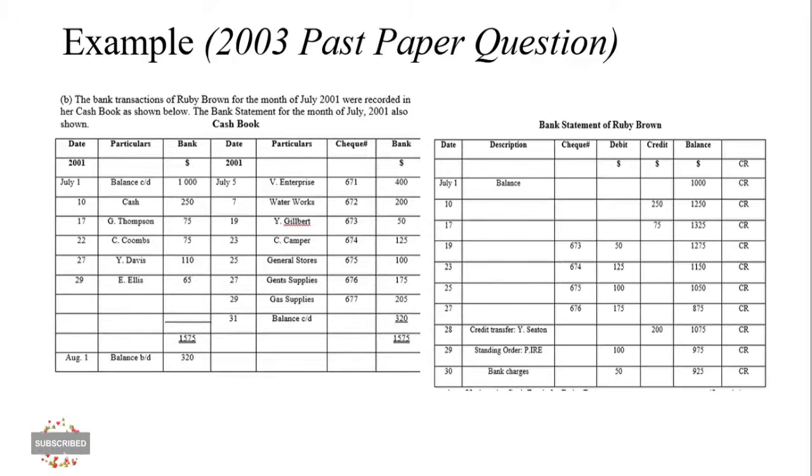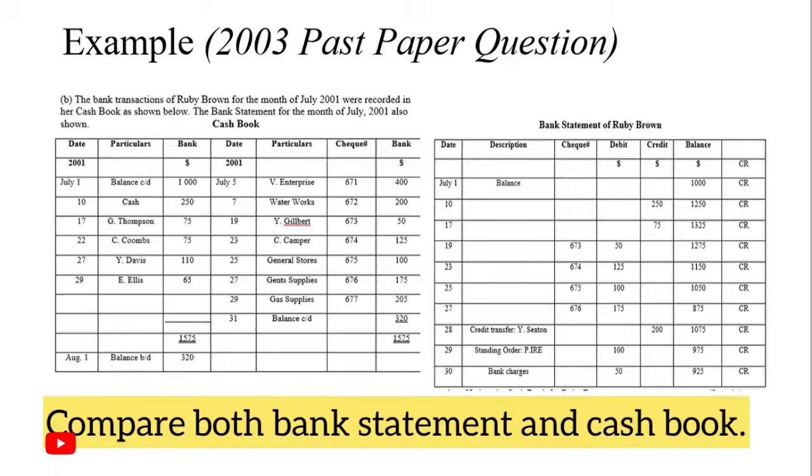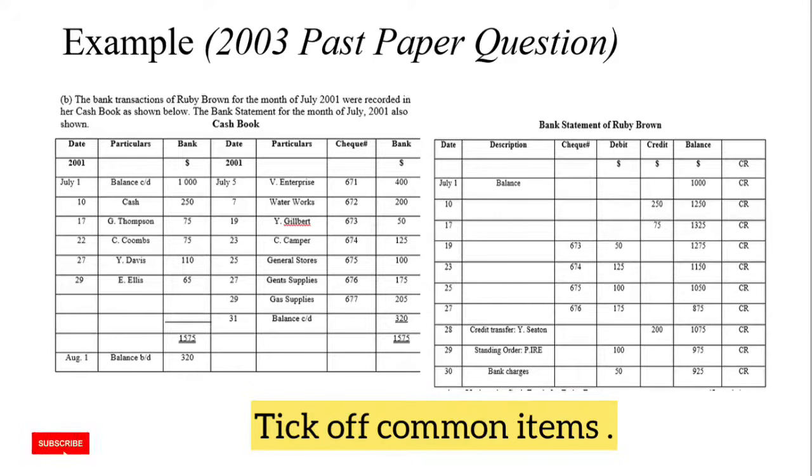Let's look at an example, a 2003 past paper question. Here we are given a cash book, and usually how they give this question is you're given a cash book and a bank statement, because what you need to do is compare the information in the cash book with the information in the bank statement. You're going to be ticking off common items. Items that you find similar in the cash book and the bank statement, you will tick them off, because your aim is to find the items that are not ticked, that are not common to both of them.